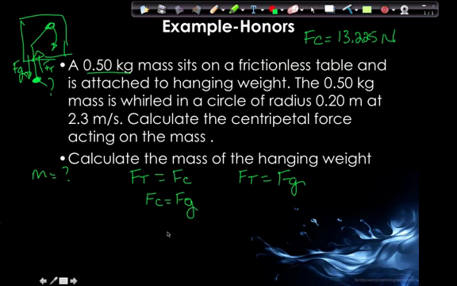Okay, so now I can go ahead and substitute in. My centripetal force is caused by my tension. My tension is going to be equal to my weight, so my force of gravity of that hanging mass. So my centripetal force was 13.225. I solved for that earlier. And my force of gravity, well, that's going to be my mass, times the acceleration due to gravity, which is 9.8. So now I have enough information to solve for my mass. So I'm just going to divide both sides by 9.8.